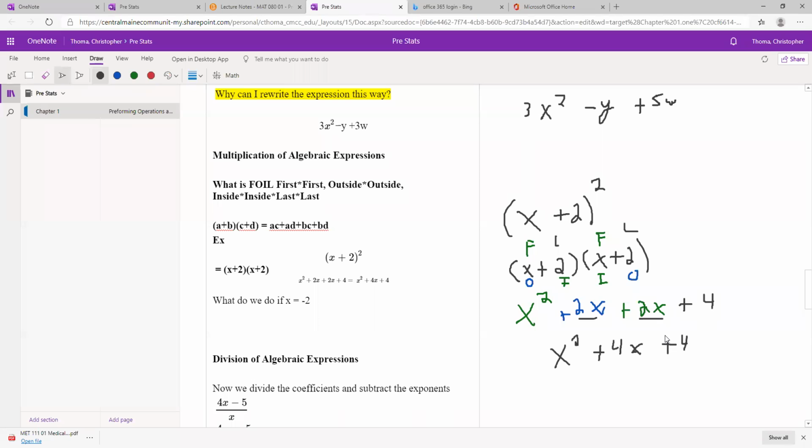And I can't do anything else because even though I have two x's, one of them is x squared, and I can't put an x squared with just an x when I'm adding or subtracting. So that's as far as I can go. Any questions?